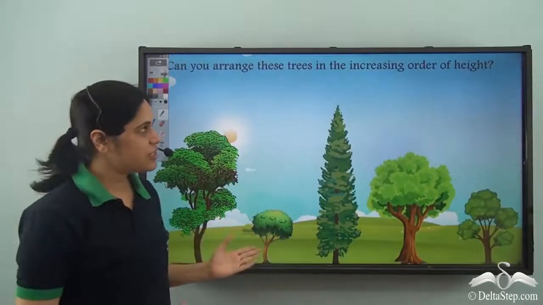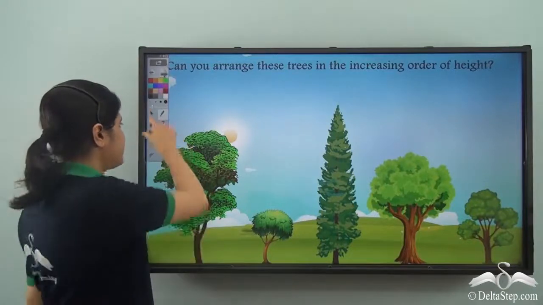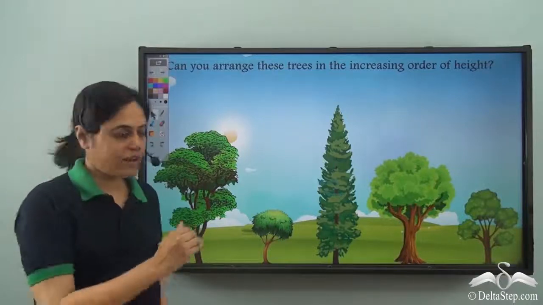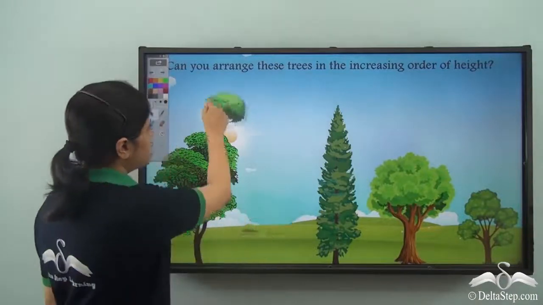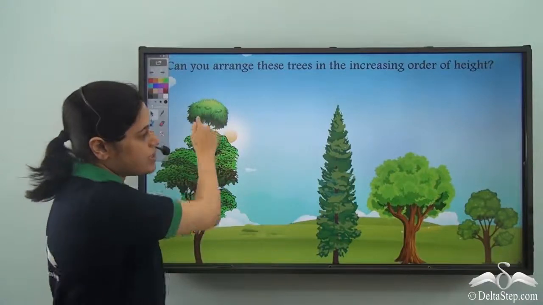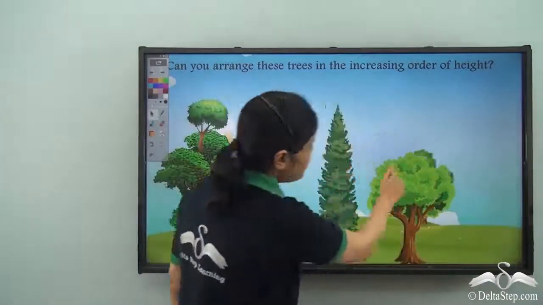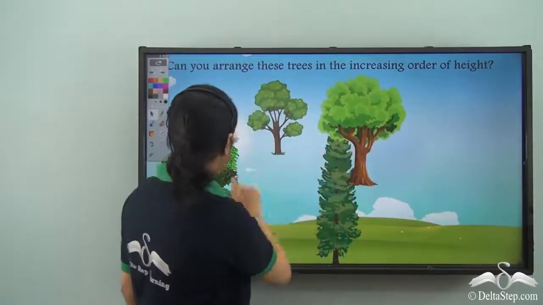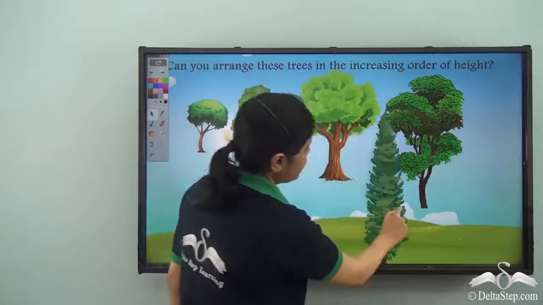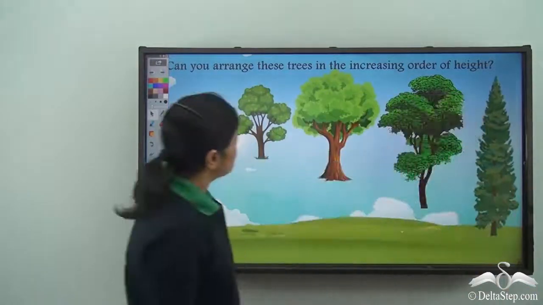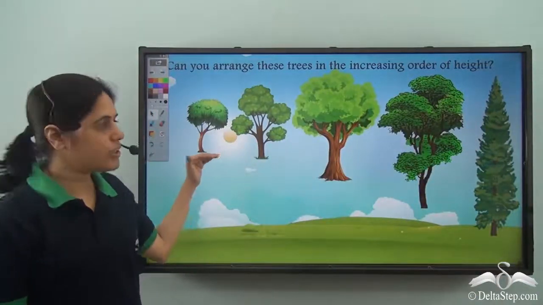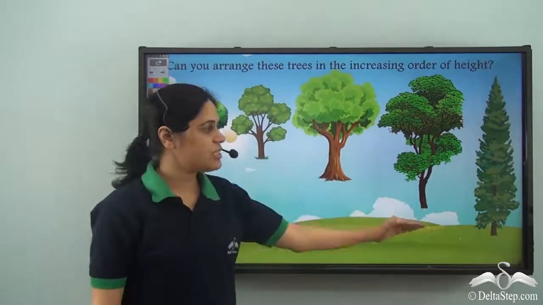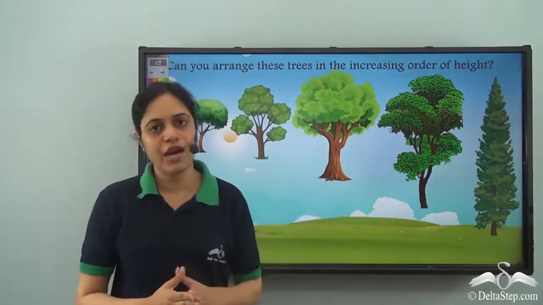So, let us arrange these trees in increasing order of their heights. What do we mean by increasing order? The smallest one will come first. So this is the smallest one. This goes first. Next, I have this tree. Next, I have this. Then this and then this. So I see that this is the shortest tree and this is the tallest tree. So these are the trees arranged in increasing order of their heights.